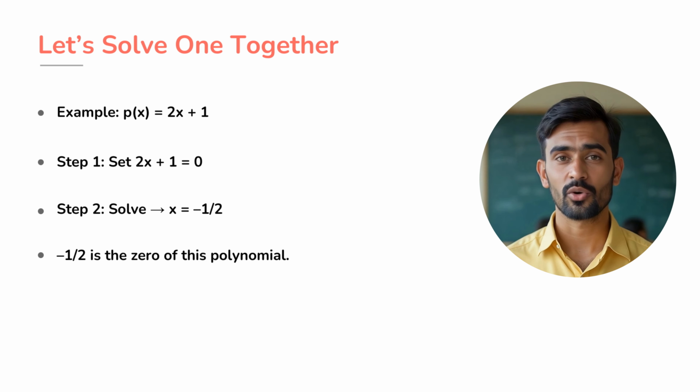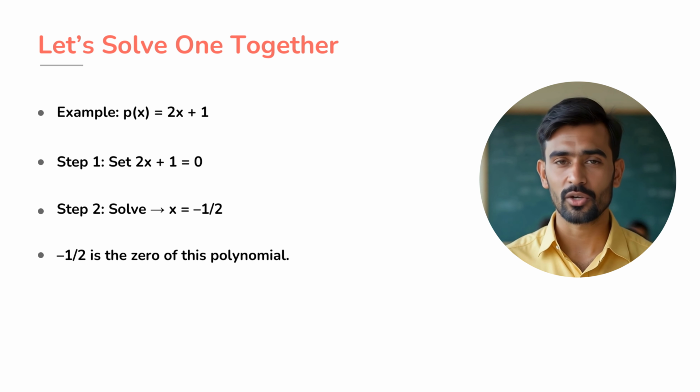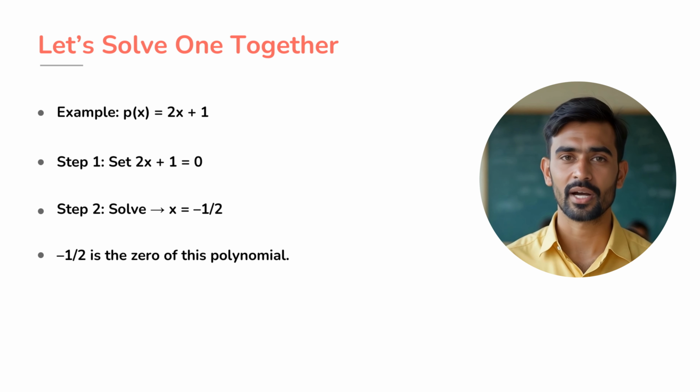Now let's find a zero, step by step. Here's the polynomial: p(x) = 2x + 1. Step 1, set p(x) equal to 0. That gives us 2x + 1 = 0. Step 2, solve for x. Subtract 1 from both sides: 2x = -1. Now divide by 2: x = -1/2. And there you have it. x = -1/2 is the zero of this polynomial. Simple, right? Just plug it in, set it to 0 and solve.